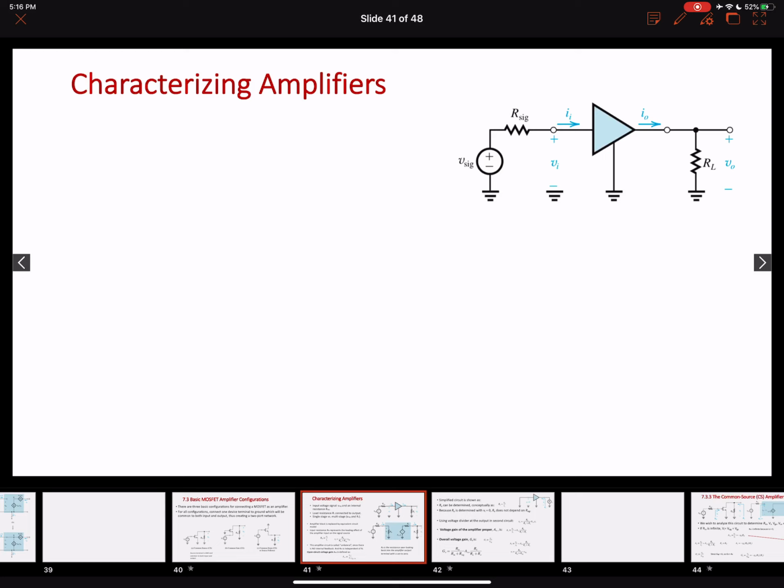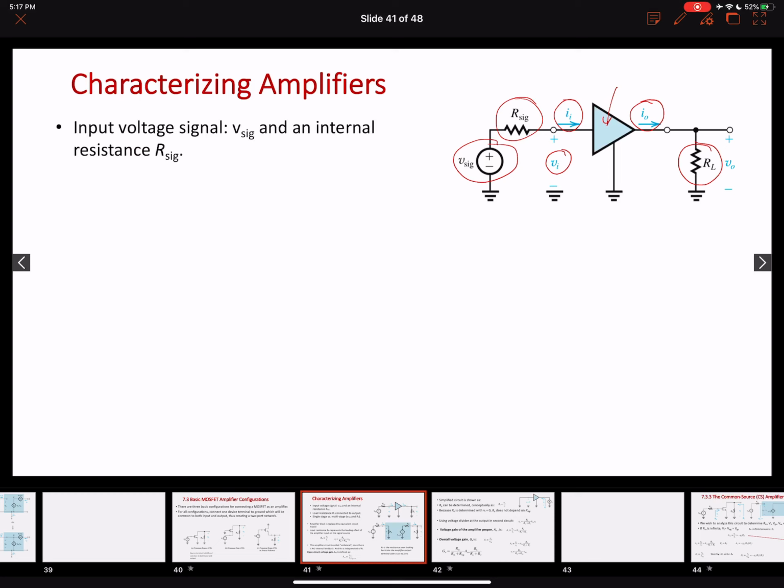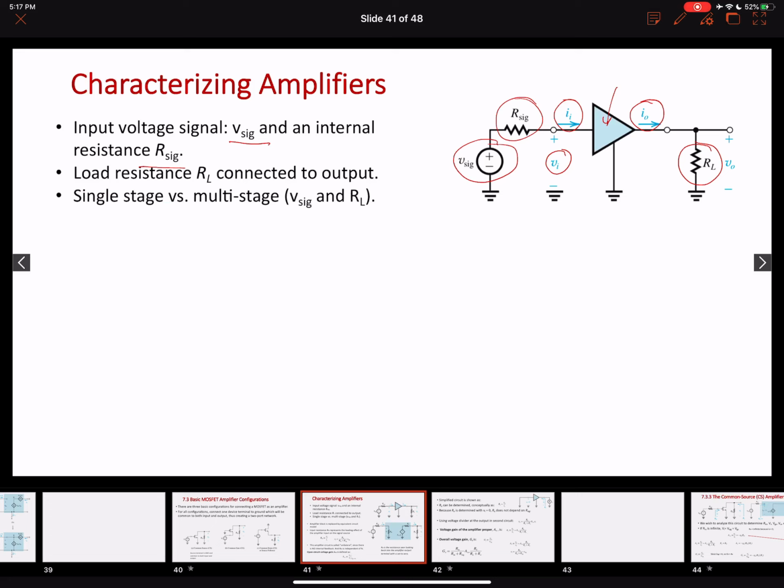So look at the basic configuration over here, right? Assume this is an amplifier equivalent circuit. So what do we have here? We have an input signal to be amplified, the internal resistance of that signal. This is the input voltage that is appearing at the input terminal, the input current to the amplifier, the output current from the amplifier, and the resistance at the load. So this is the load resistance at the output.